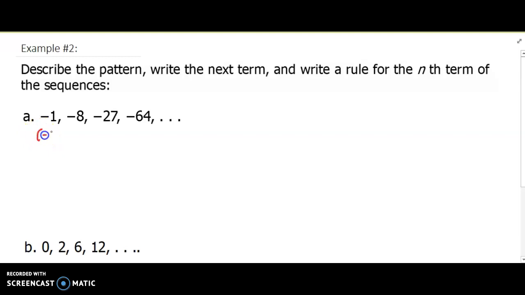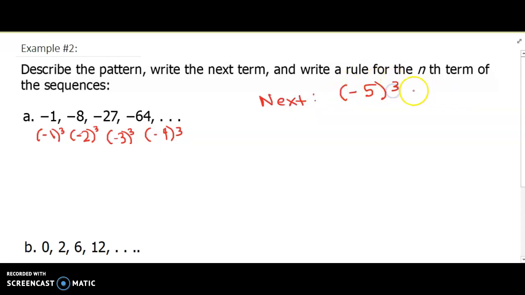So this is negative 1 to the 3rd power, this is negative 2 to the 3rd power, this is negative 3 to the 3rd power, and this is negative 4 to the 3rd power. That's the pattern that I have here. So the next term would be negative 5 to the 3rd power, which is just negative 125.